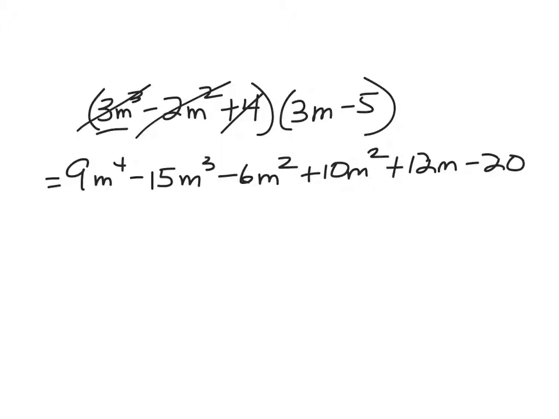Why wouldn't negative 2m squared times 3m be negative 6m cubed? Okay, ladies and gentlemen, the question is, why wouldn't negative 2m squared times 3m be negative 6m cubed? And the answer is, it would be. Okay, good, 'cause I was just about to ask that question. Thank you for catching that. This should be a cube right here on the negative 6m.